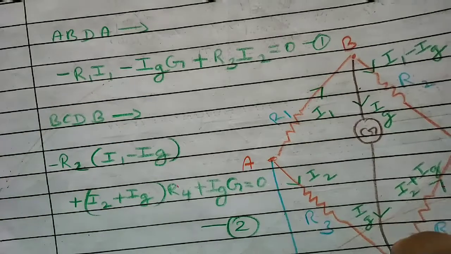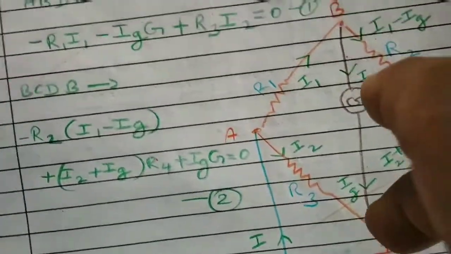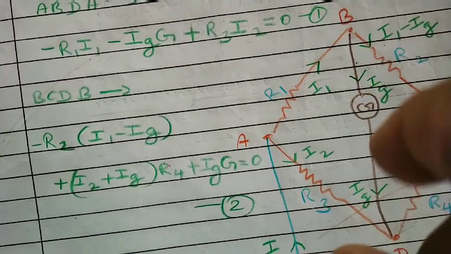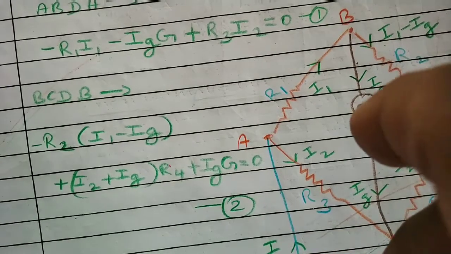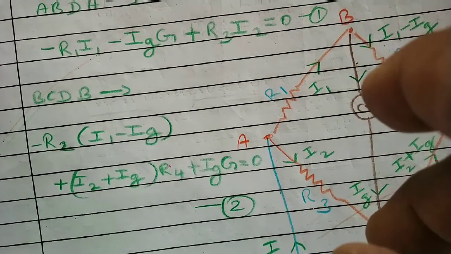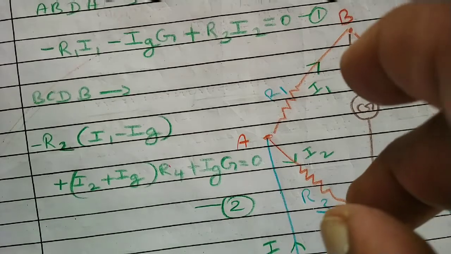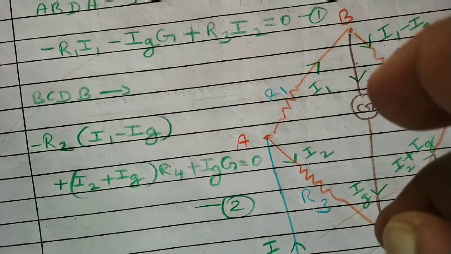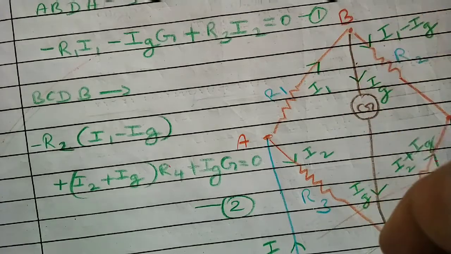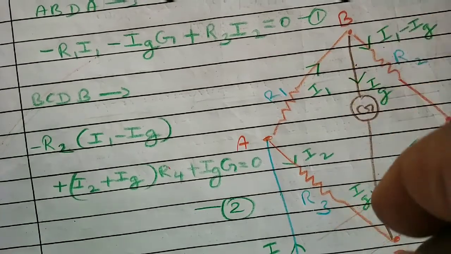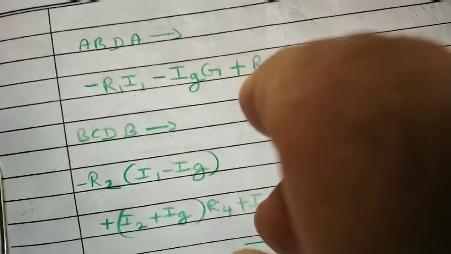Now B to D. When we are going B to D, in this path the current is IG and the galvanometer is present. Say it has resistance capital G. So current is IG and resistance is capital G, so current into resistance is the potential difference, that is IG into capital G. But we are going from B to D, which is the direction of current. So since we are going in the direction of current, that potential difference should be treated as minus. So minus IG into G.